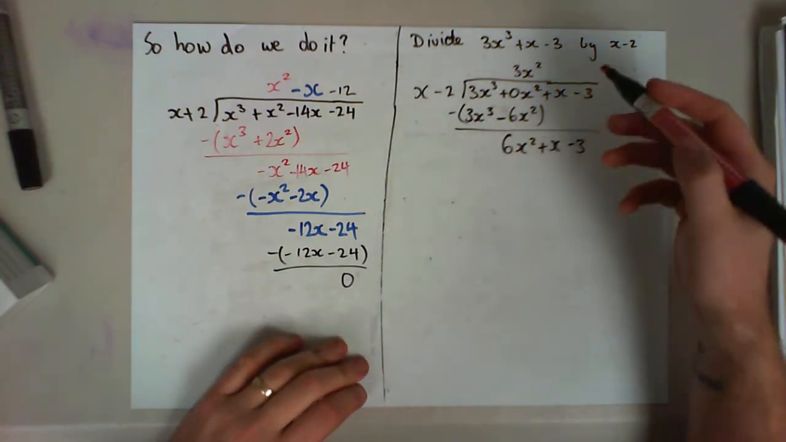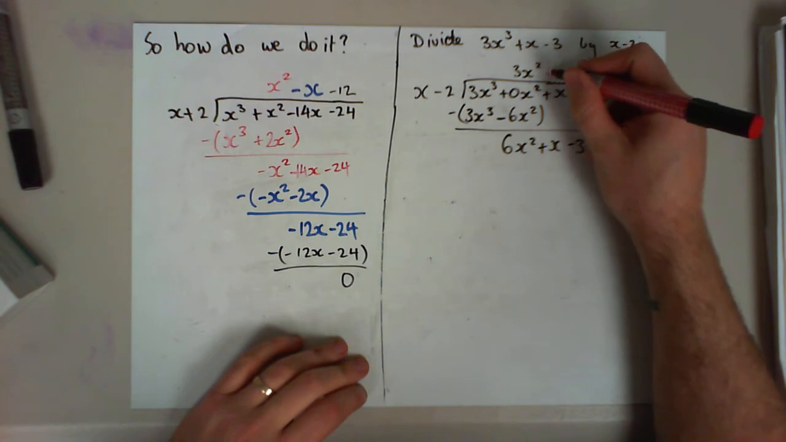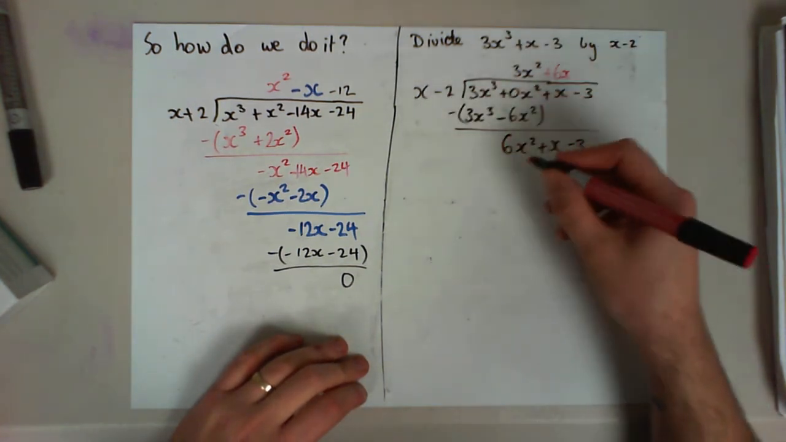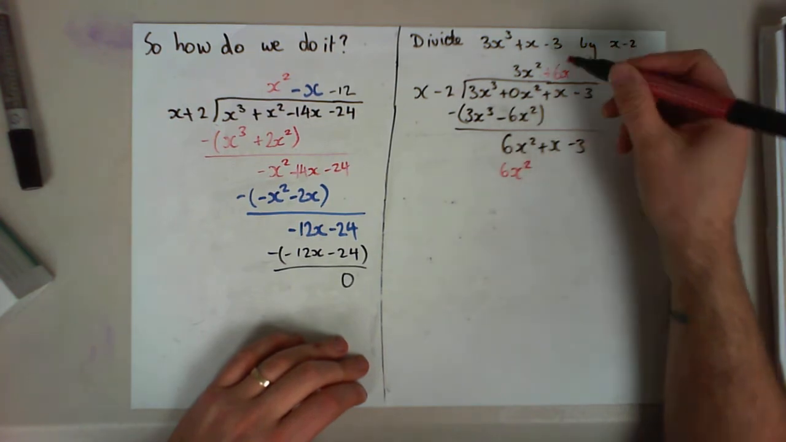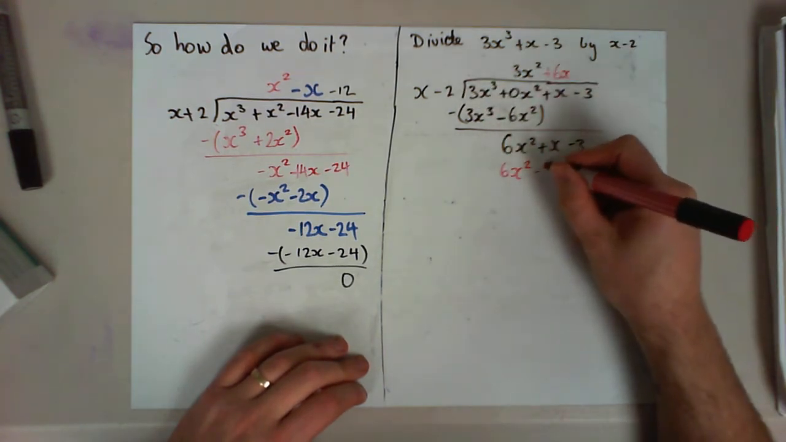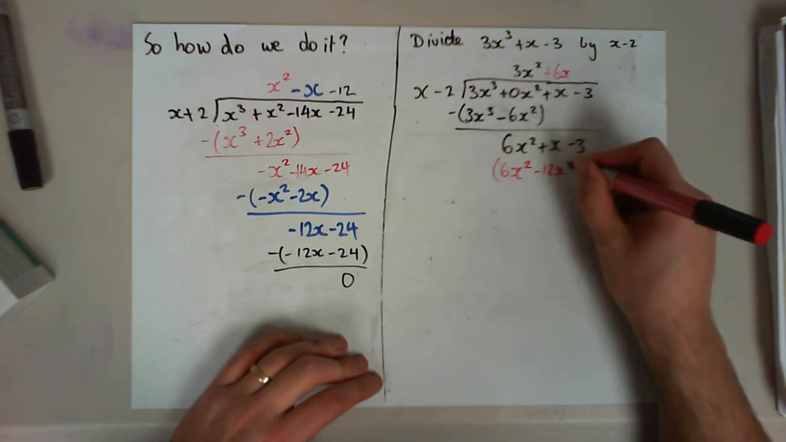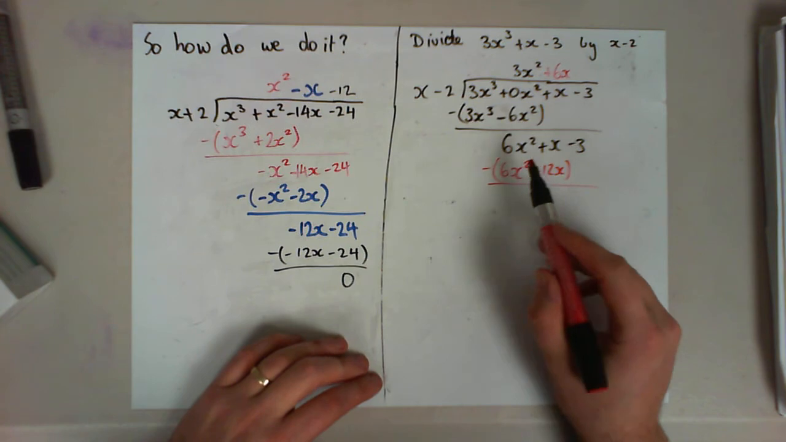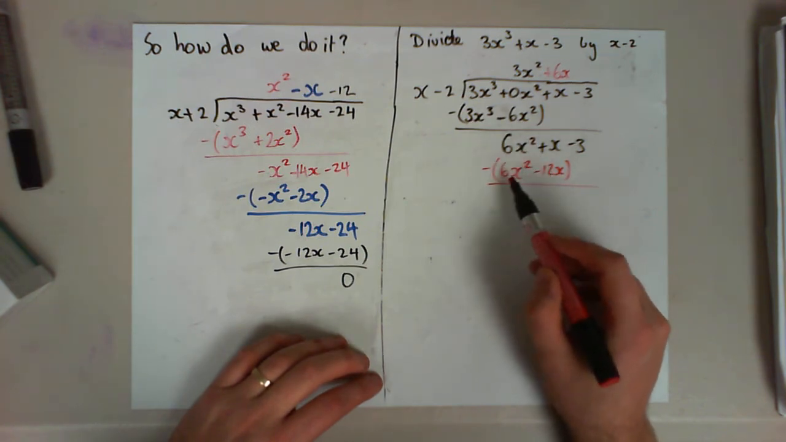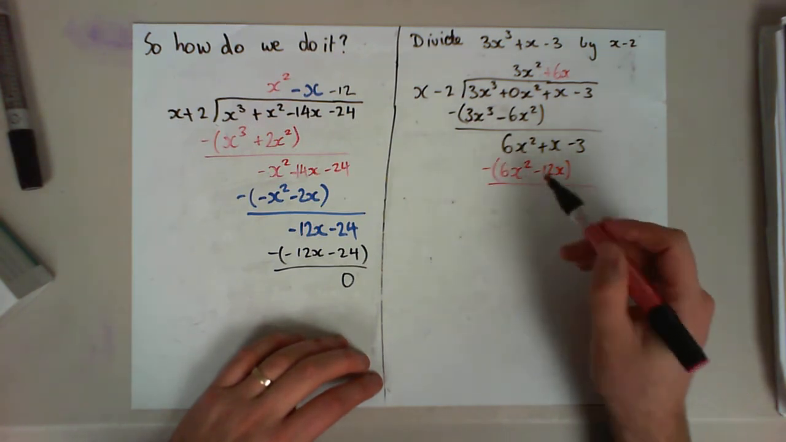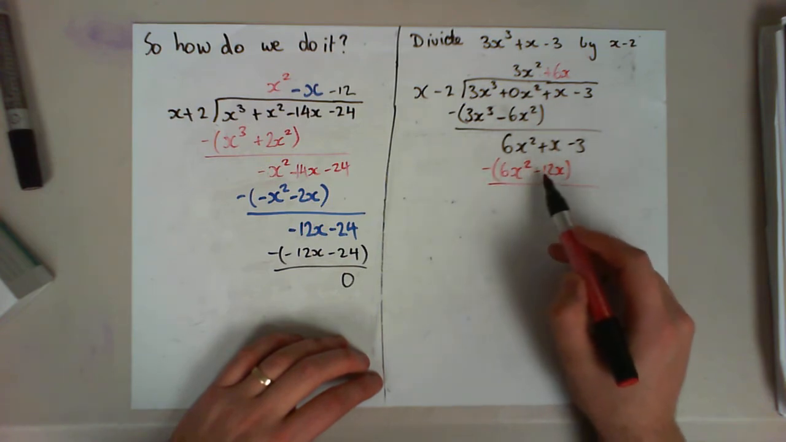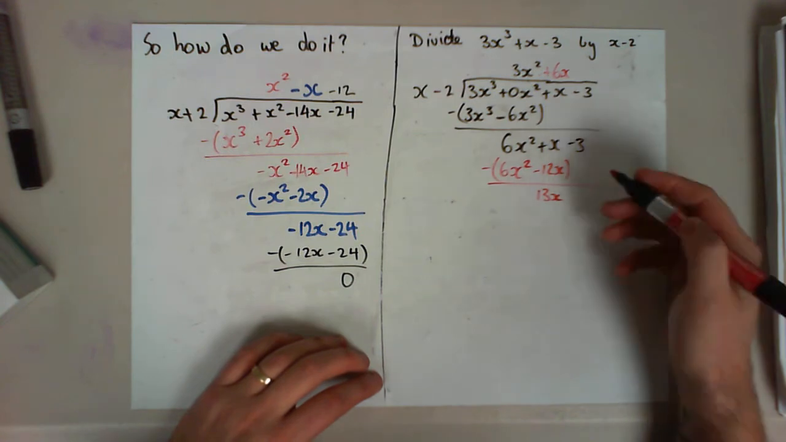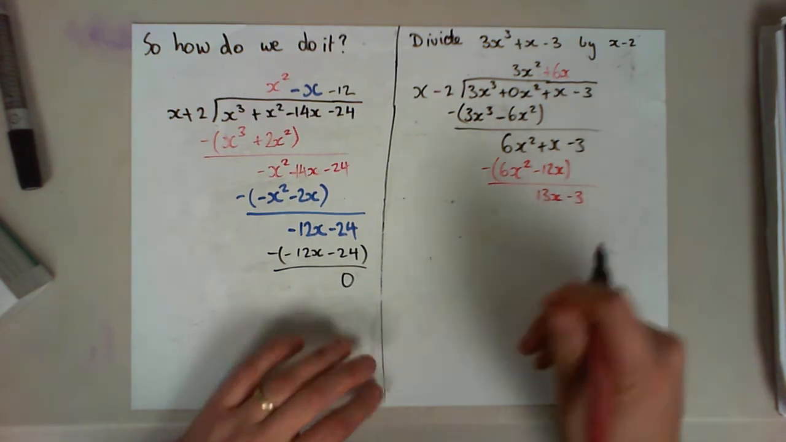6x squared divided by x will leave us with 6x. Multiply back through. 6x times x, 6x squared. 6x times negative 2, negative 12x. Bracket, bracket, take away, line underneath. Right. 6x squared take 6x squared is 0. That's the whole point. x take negative 12x will leave us with 13x. Okay, now bring the negative 3 down.